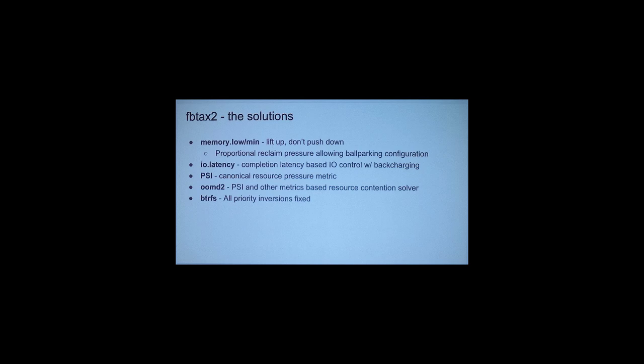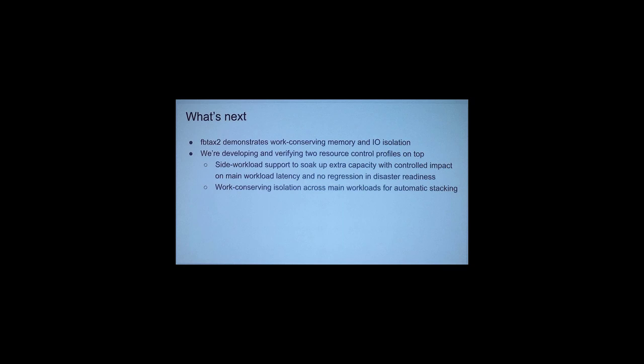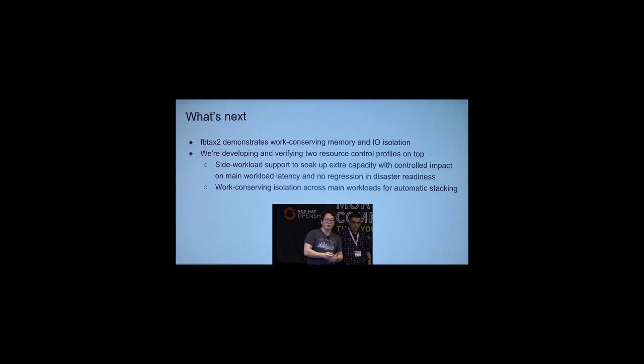So we have that basis now, and we are in the process of developing more profiles. So let's say this is the workload protection profile. Now we are developing a side workload profile. If you can protect the main workload from the rest of the system, then you can do whatever you want on the side part of the system without affecting the main workload too much. We are experimenting with and developing that. The requirement there is that the latency impact on the main workload should be limited or controlled. And there should be no regression whatsoever in terms of disaster readiness, meaning that when the main workload wants to spike up, it should be allowed to, as if there's no side workload.